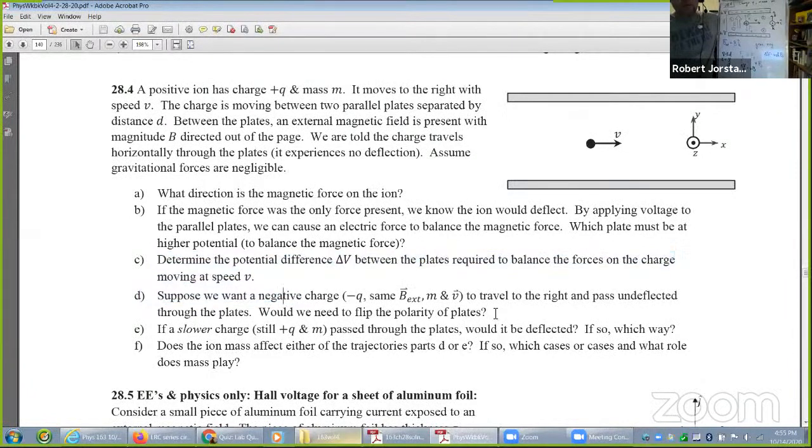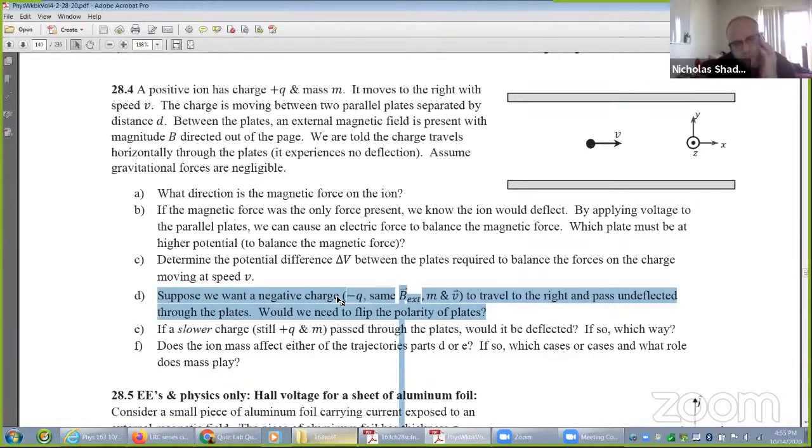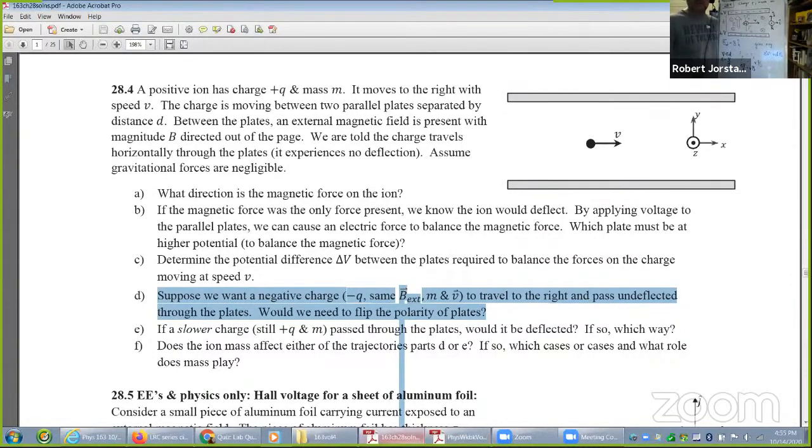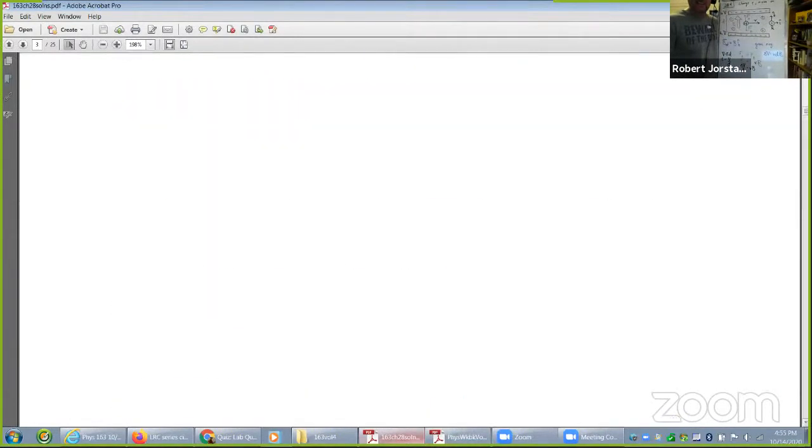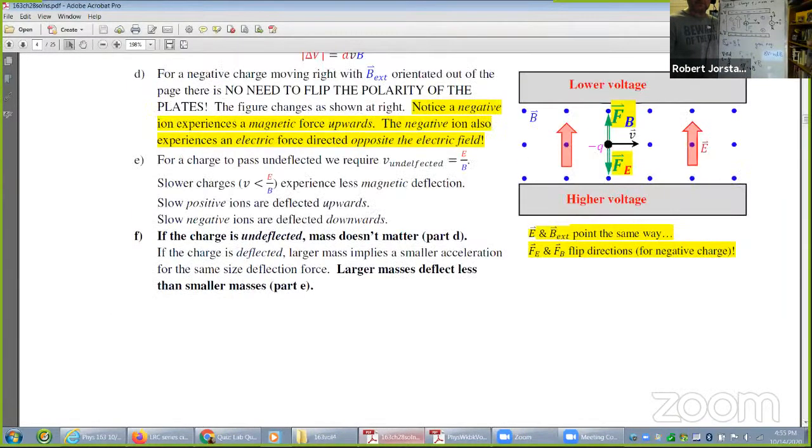All right. What if you want a negative charge to do this? Think that through. Flip the electric field. That's what you'd think, isn't it? No, you have to put the positive plate at the top. That is what I think. Yeah, it turns out, of course, that's not right. Isn't that crazy? Let me show you why.